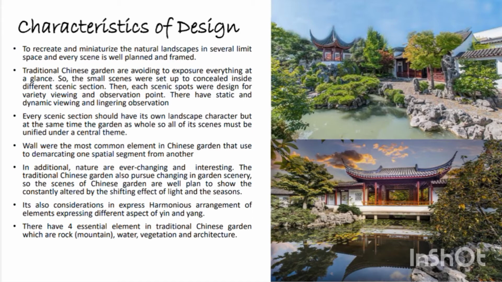Then the traditional Chinese garden also considers how to express the harmonious arrangement of each element. They have four essential elements in the traditional Chinese garden, which are rock and mountains, water, vegetation, as well as architecture.